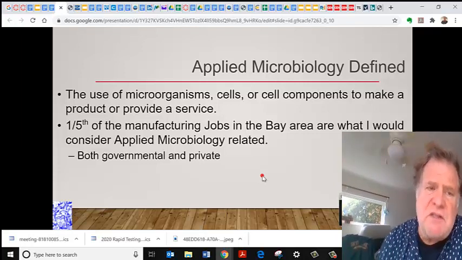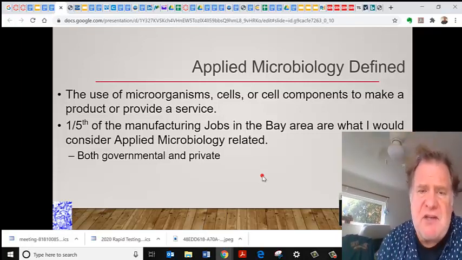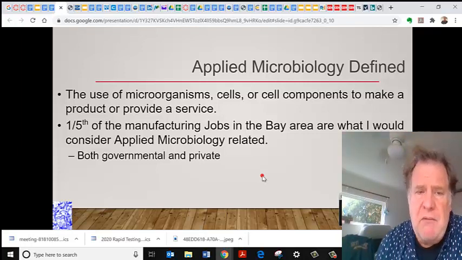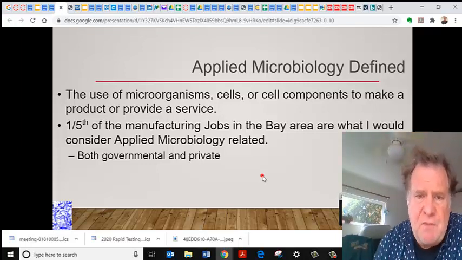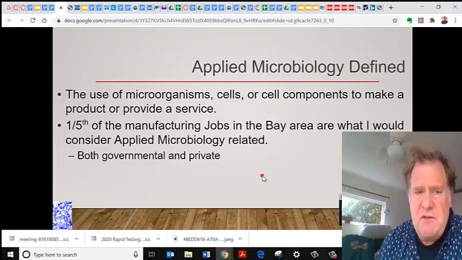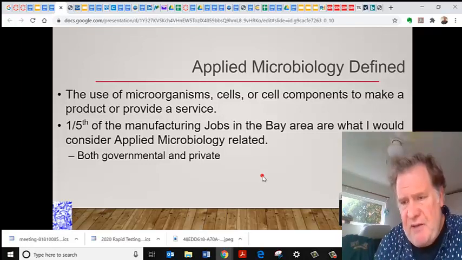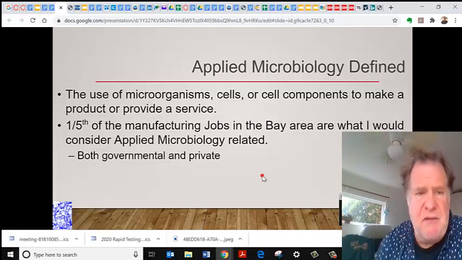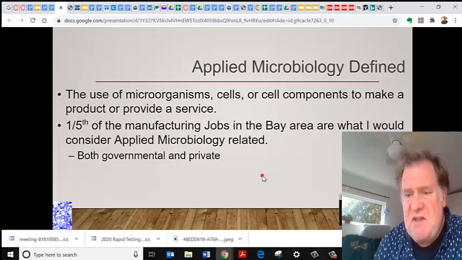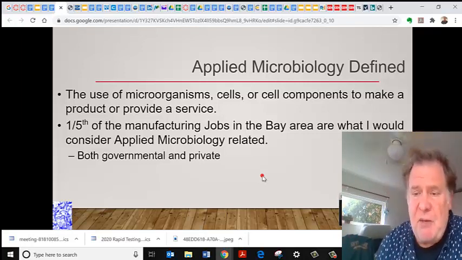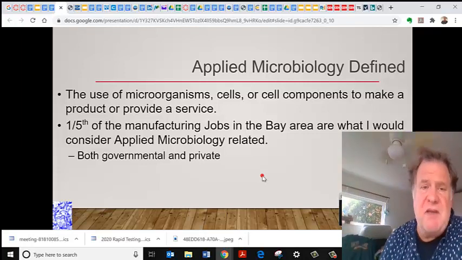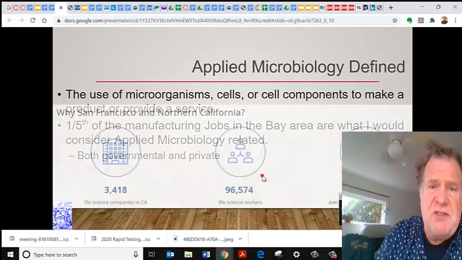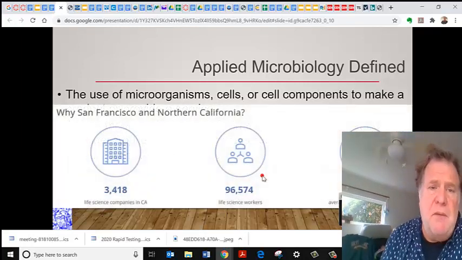In the past, about one fifth of manufacturing jobs in the Bay Area are what I would consider applied microbiology related. This includes both governmental agencies and private. A lot more of the money is going to be from the private, but governmental agencies like sewage treatment plants use lots of microbiology. A lot of the regulatory aspects actually use microbiology, and I should have a slide coming in here.